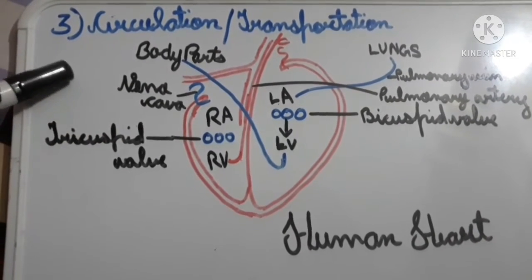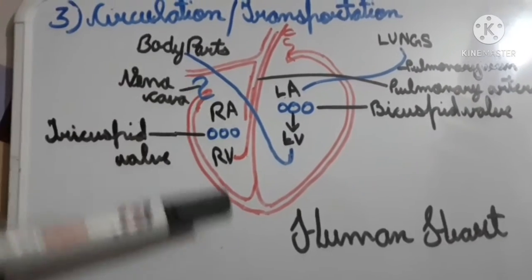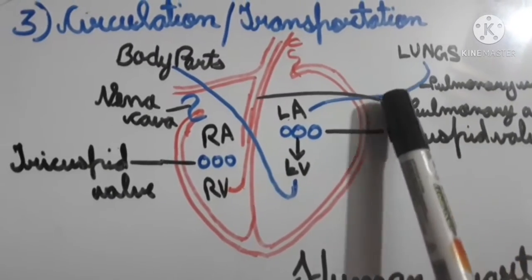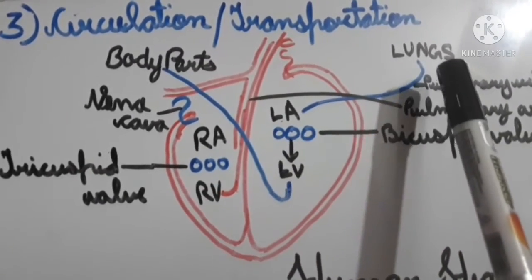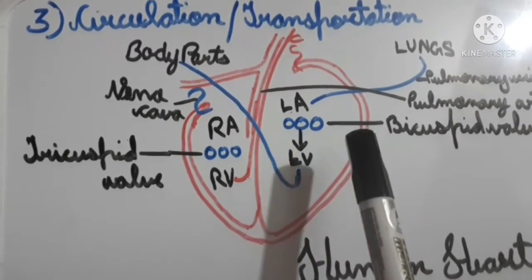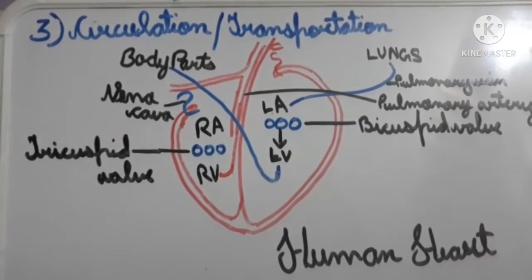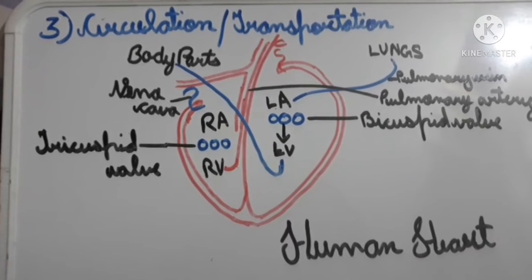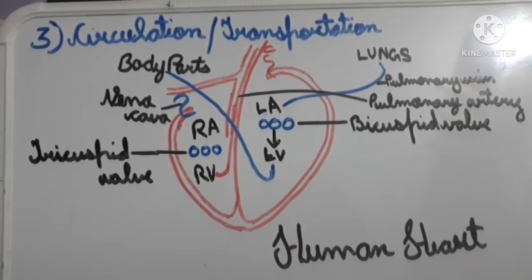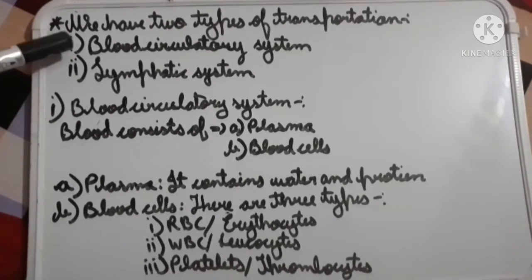Vena cava is the largest vein of our body. Pulmonary vein carries oxygenated blood from lungs to the left atrium. As we know, the pulmonary vein is the only vein that carries oxygenated blood. Pulmonary artery is also the only artery which carries deoxygenated blood. This is the diagram of the human heart. It's very important.